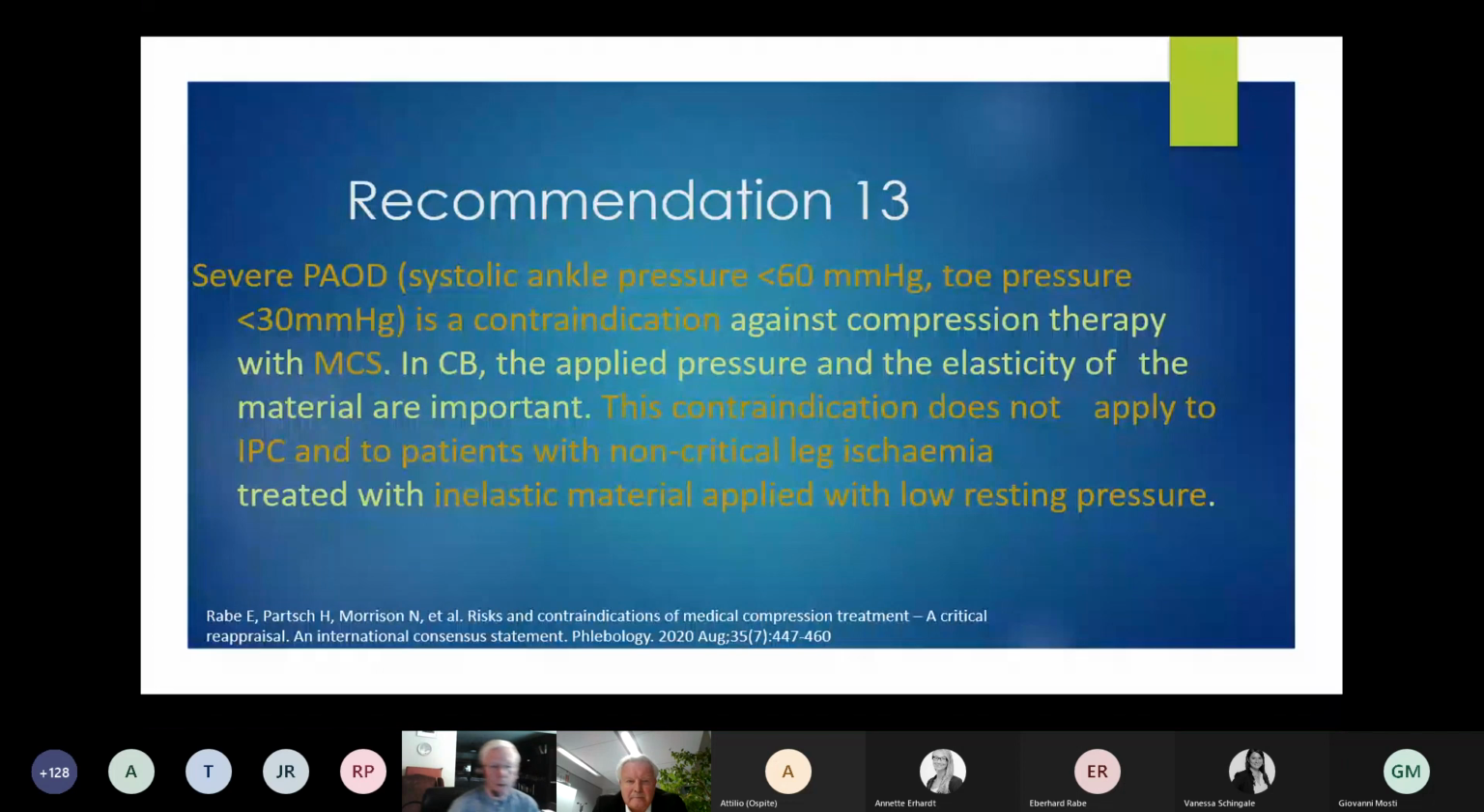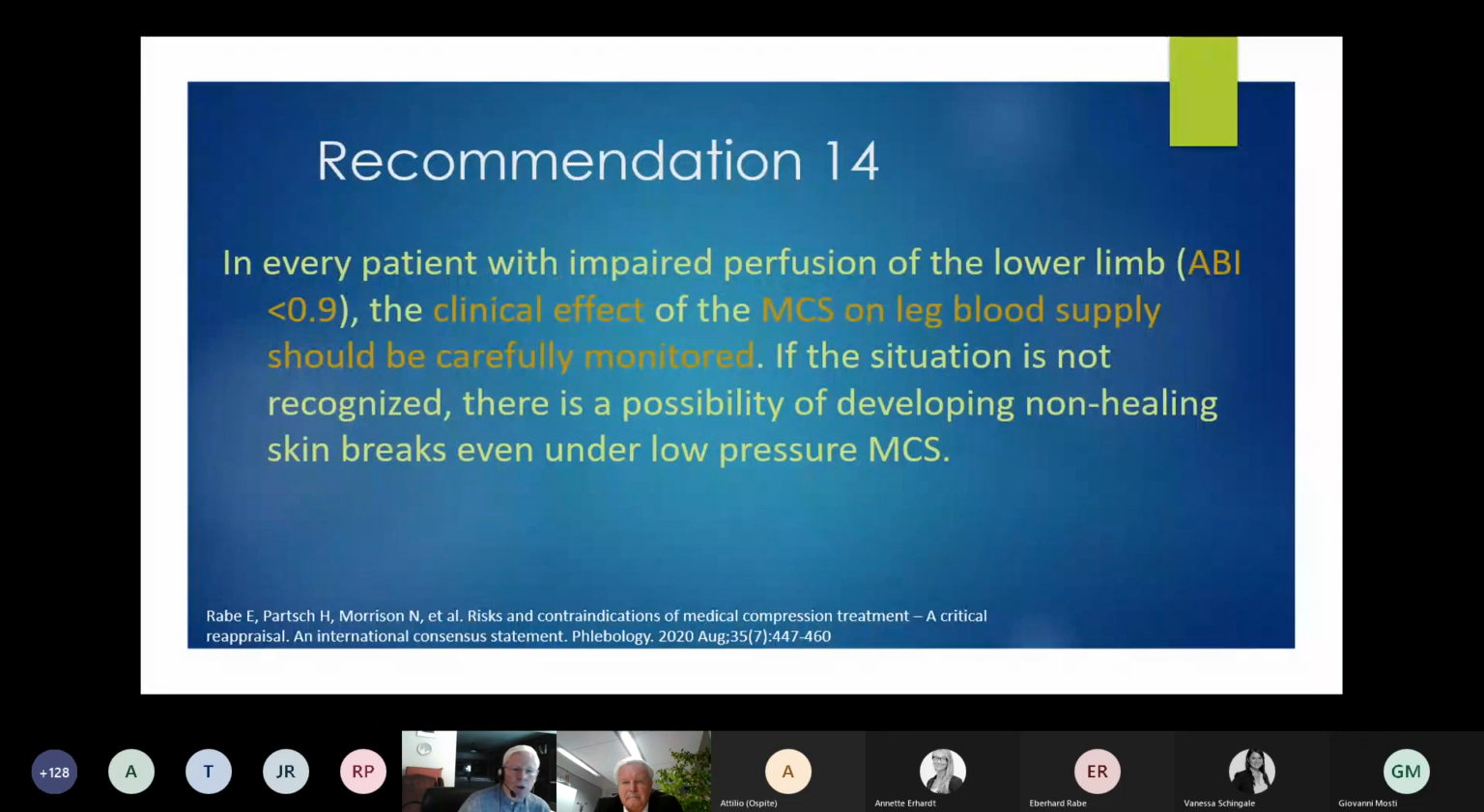Now, in severe PAD, a systolic ankle pressure of less than 60 millimeters of mercury, or a toe pressure less than 30 millimeters, is a contraindication to medical compression hose. However, this contraindication does not apply to intermittent pneumatic compression in patients with non-critical leg ischemia, and inelastic material can be applied with a low resting pressure. So in every patient with impaired perfusion, the clinical effect of the medical compression on the leg blood supply should be carefully monitored, as has been indicated in the previous presentations.